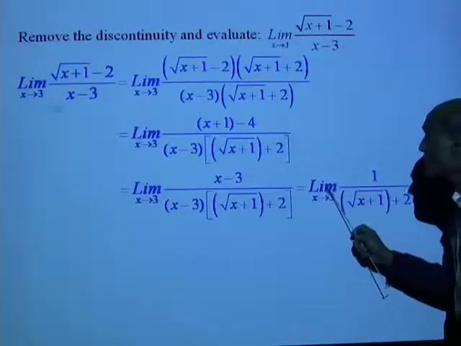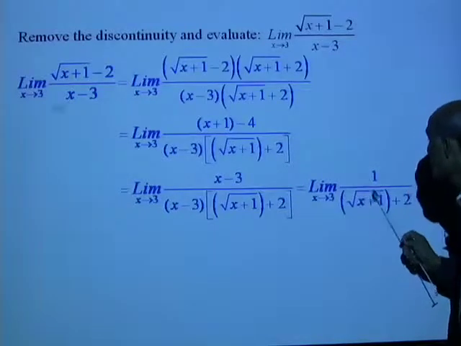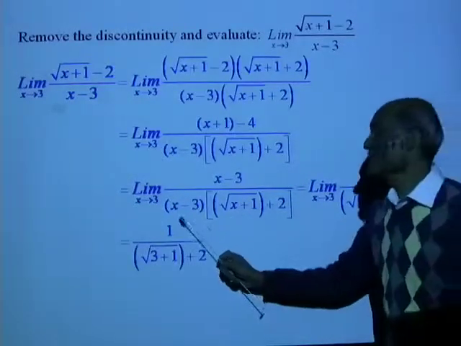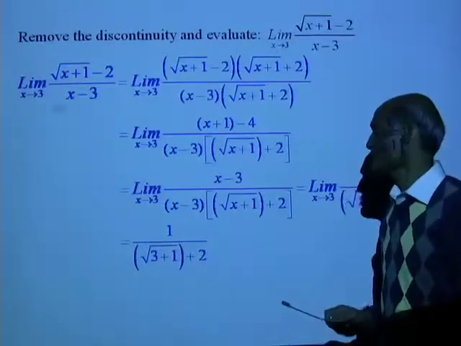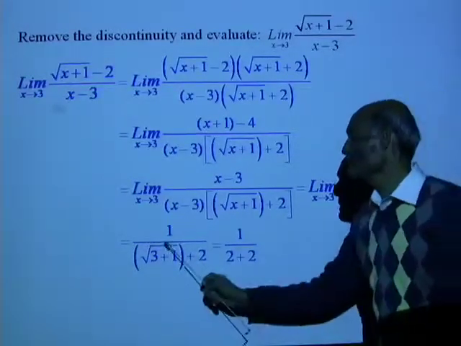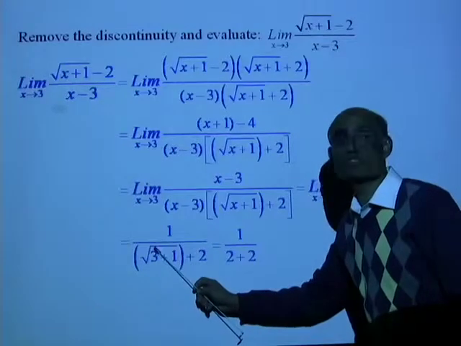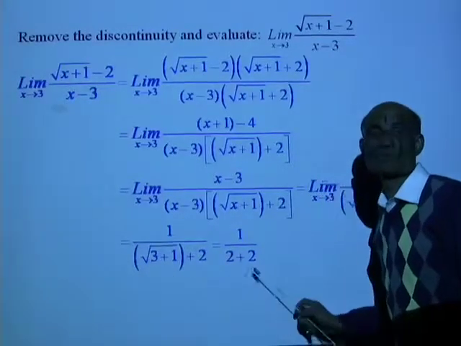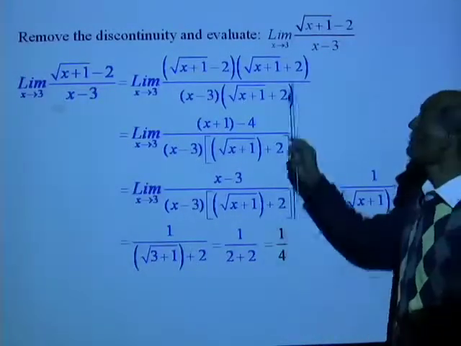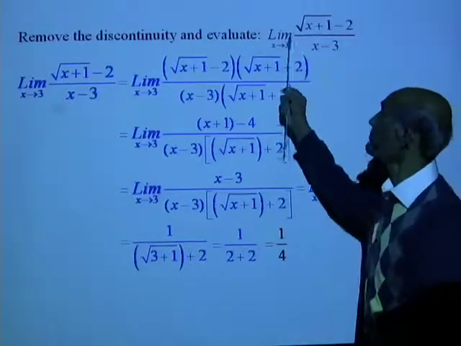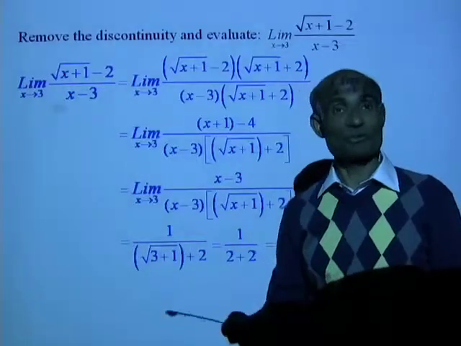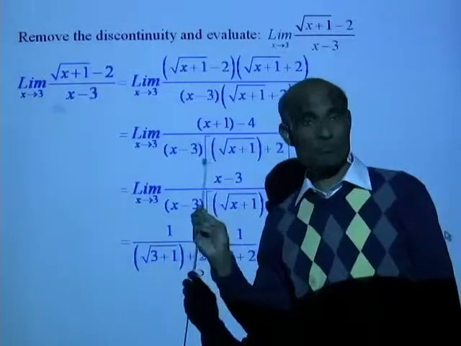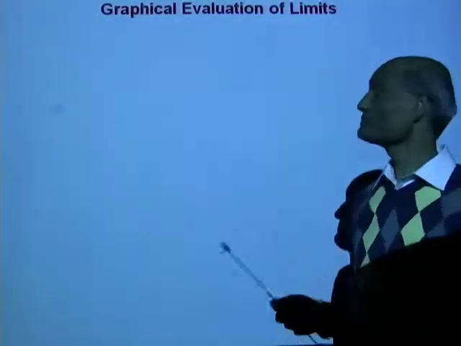Therefore, we can find the limit by replacing x by 3. That will be 1 over square root 3 plus 1 plus 2. And that will be square root 4, which is 2. 2 plus 2, that will be 1/4. So the limiting value of this when x approaches 3 is 1/4. That's a beautiful problem. Try and practice that a couple of times on your own.